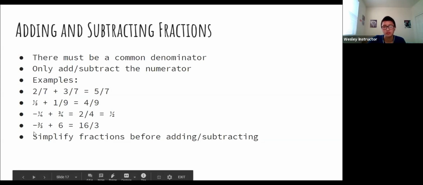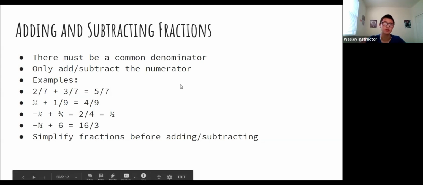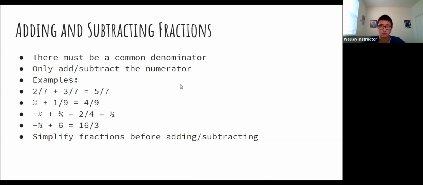And here's a good rule to follow. Simplify fractions before adding and subtracting. You guys don't want to have really big common denominators. You guys want to simplify them down as much as possible. So then when you guys have to find a common denominator, the common denominator will be smaller than before you simplified it. So you guys always want to make numbers as small as possible or easy as possible to manipulate.